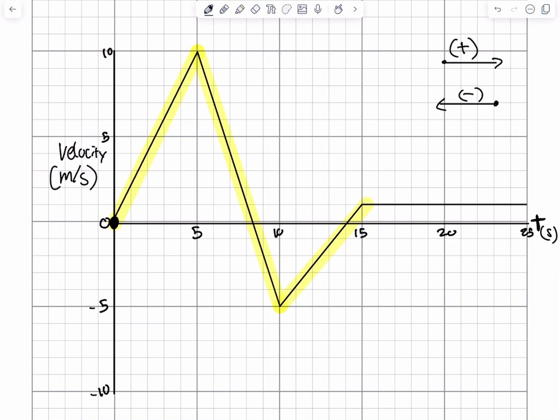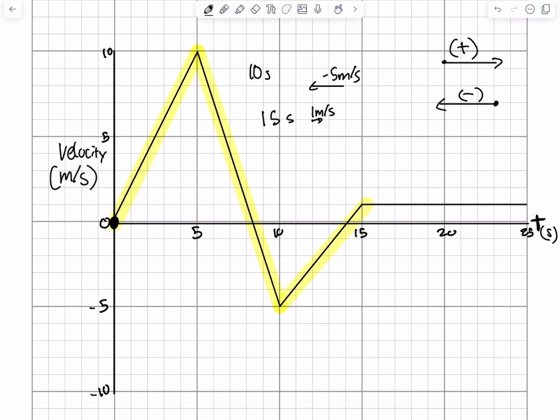Let's move on to the next section, from 10 seconds to 15 seconds. At 10 seconds, we're starting at -5 meters per second. By the time we get to 15 seconds, we're now going positive again at +1 meters per second. Our velocity has now increased to 1 meters per second.